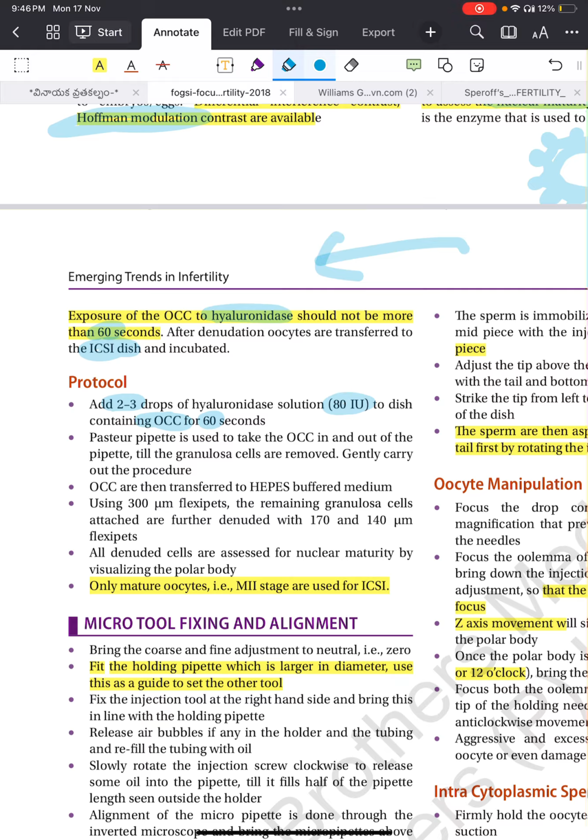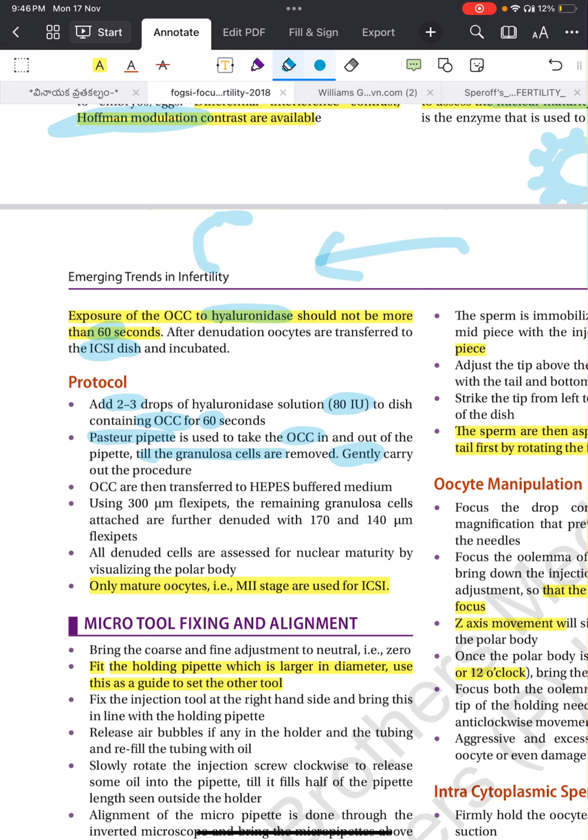A Pasteur pipette is used to take the oocyte complex in and out. We'll keep it, and once the 60 seconds are done, we'll remove it by means of this Pasteur pipette. Then granulosa cells are removed. Gently carry out the procedure. Everything you should carry out gently.